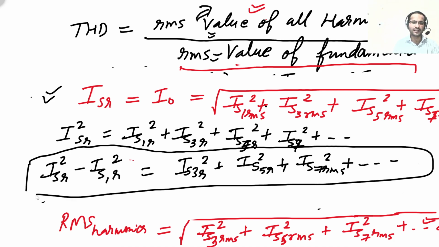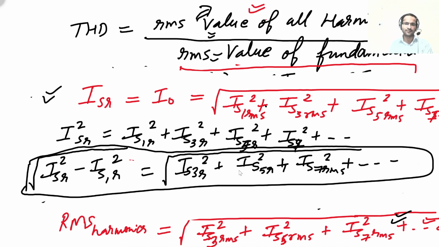I cannot calculate this RMS value of harmonics directly, but I can calculate this from the source RMS. I got this value. If you take the square root on both sides, then this value is equal to this value. You can see we were having difficulty in finding the numerator. Now the numerator can also be represented as the square root of IS square, the total RMS value of the source current, minus the fundamental RMS value squared. So these two are equal.